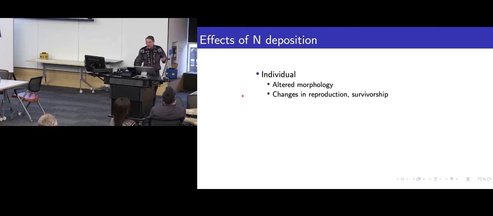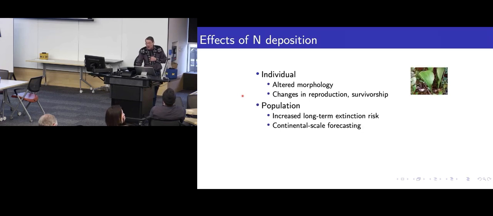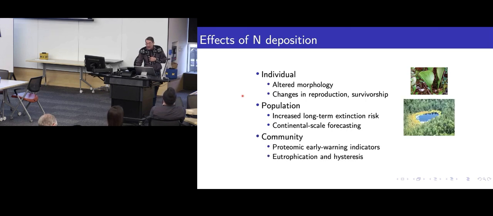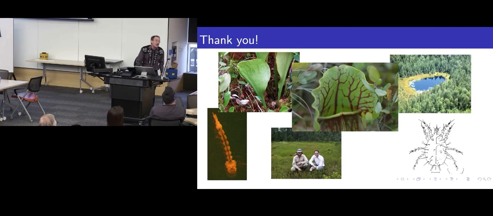Okay, so to summarize, I've talked to you about the effects of nitrogen deposition at the level of individuals. We've gone to the population level to look at extinction risk. And at the community level, we've talked a bit about using this as a model system for proteomic early warning indicators, but more usefully, eutrophication and hysteresis. I'll stop there. I thank you for listening. I'd be pleased to answer any questions.